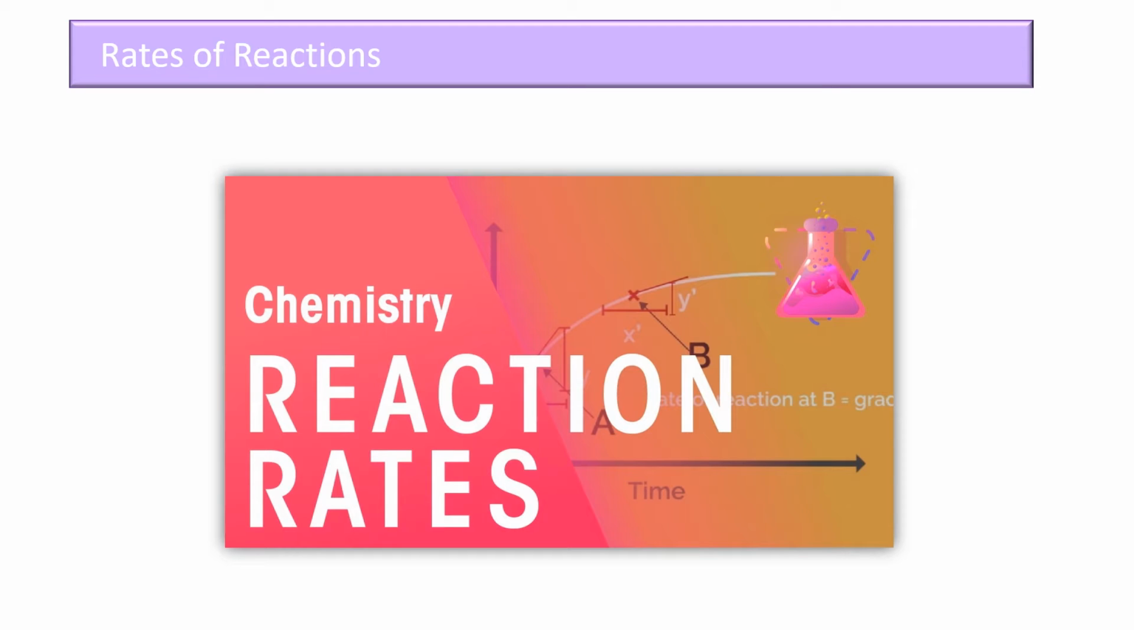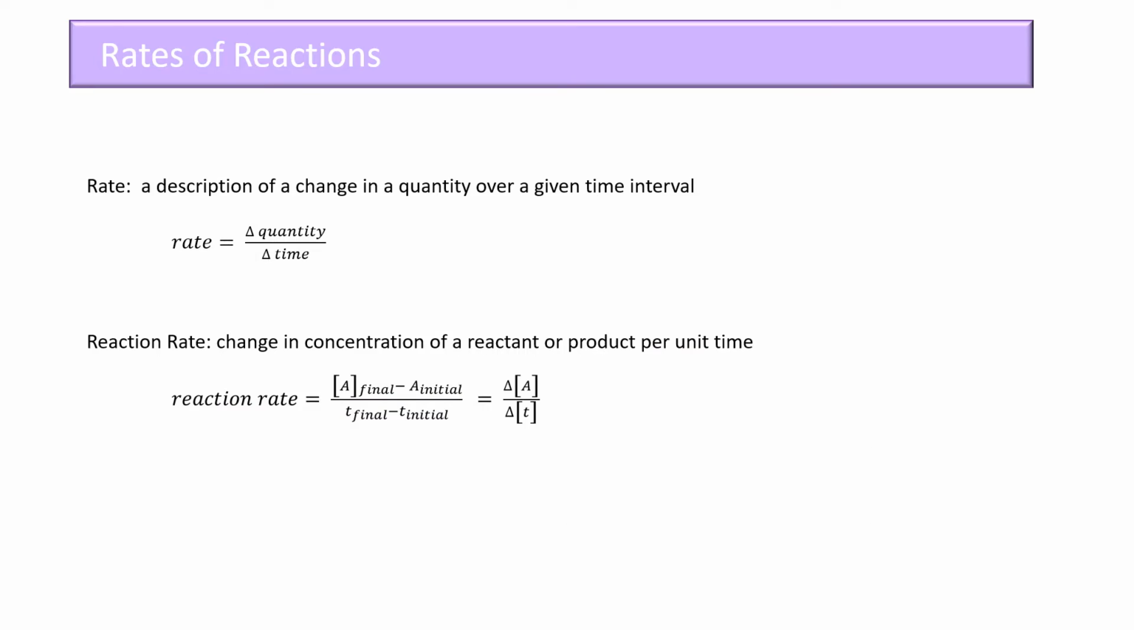Rates of reactions. Here's a definition of rate. Rate is a description of a change in a quantity over a given time interval. You can calculate the rate by taking the change in the quantity and dividing it by the change in time.